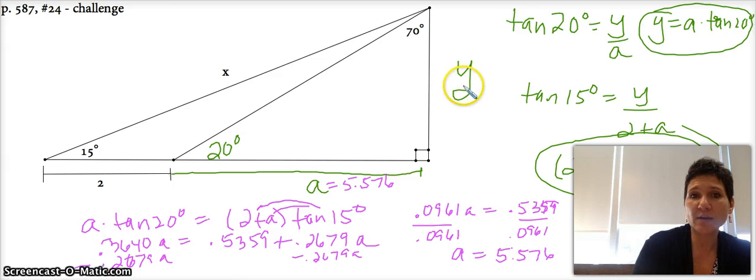So the thing is I started off by saying, what do the two triangles have in common? And it's the y. So I wrote two trig equations involving two triangles, and I solved for y in both of them. And once I set them equal to each other, I was able to find a.